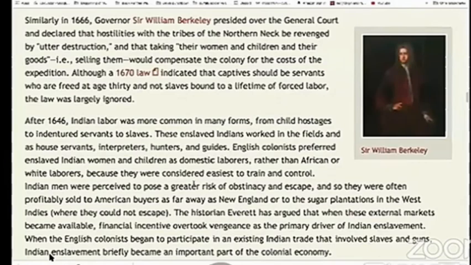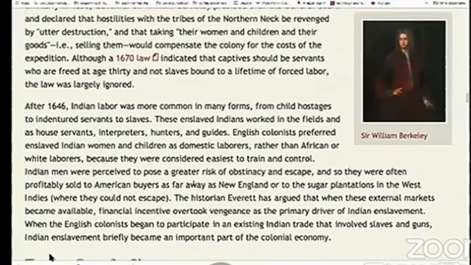After 1646, Indian labor was more common in many forms, from child hostages to indentured servants to slaves. These enslaved Indians worked in the fields and as house servants, interpreters, hunters, and guides. English colonists preferred enslaved Indian women and children as domestic laborers rather than African or white laborers because they were considered easiest to train and control.